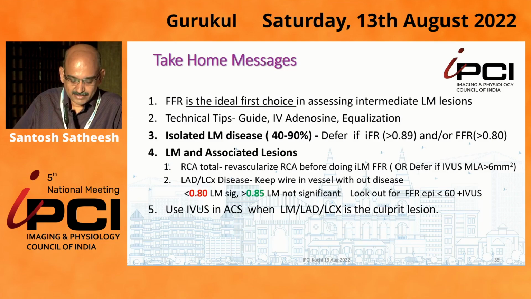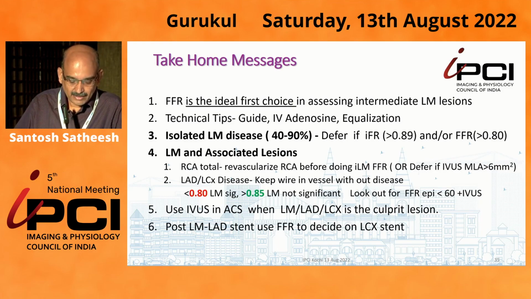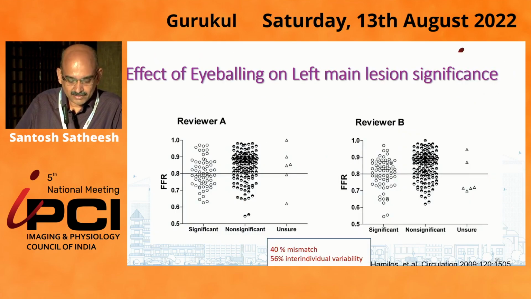Use IVUS in ACS. In ACS, you don't do all these things when the left main, LAD or LCX is the culprit lesion. And post left main LAD stenting, always use FFR to decide on a circumflex stent if it is looking pinched. So this is the effect of eyeballing.